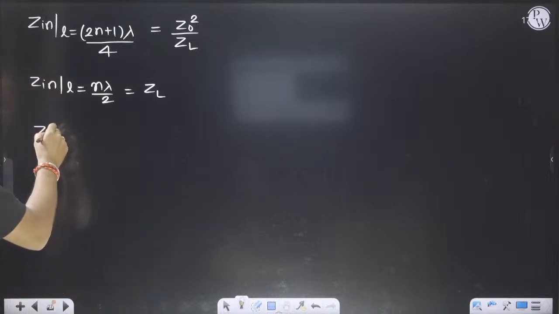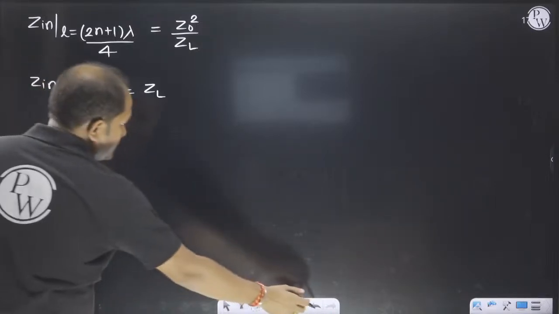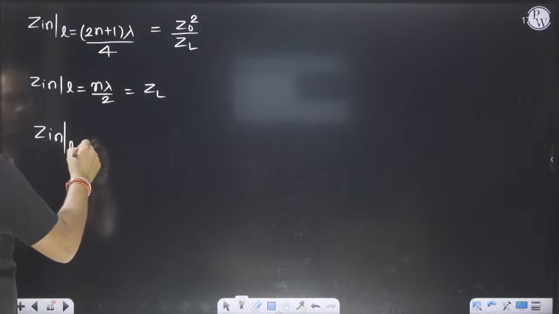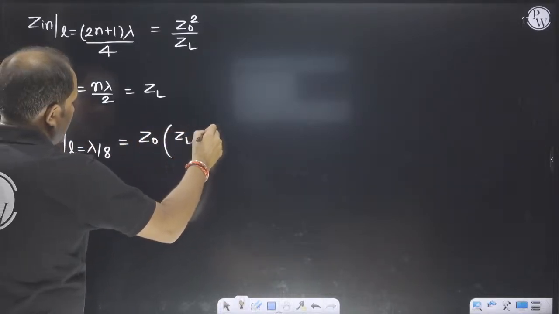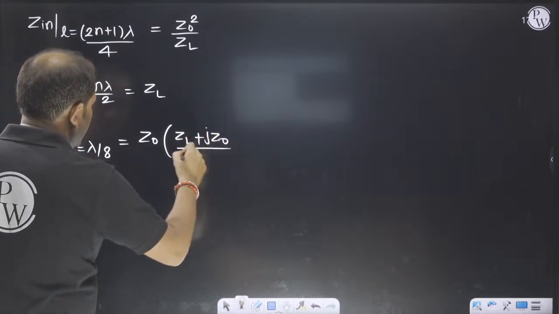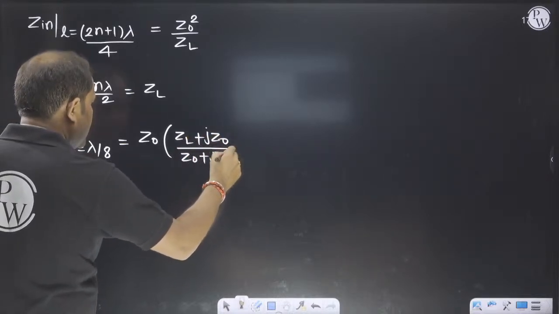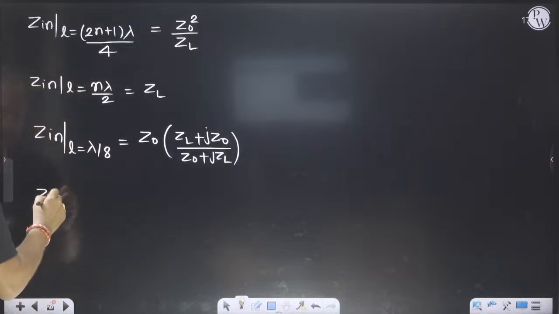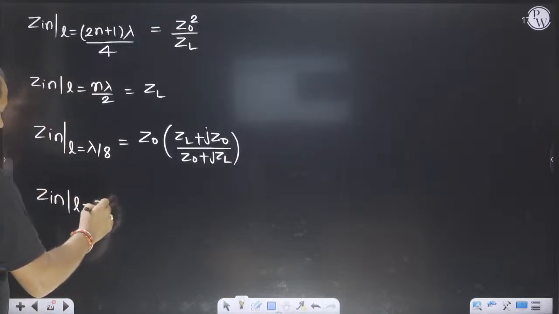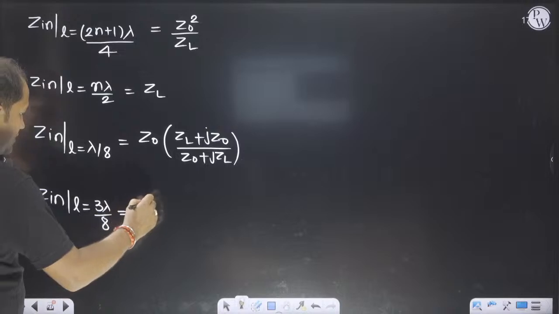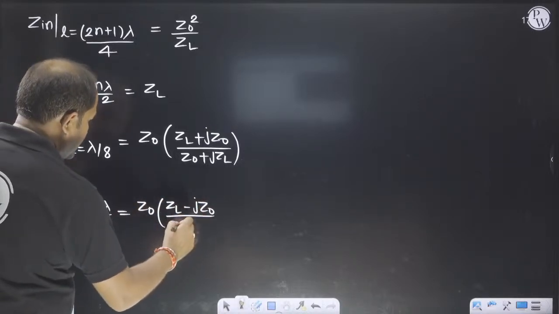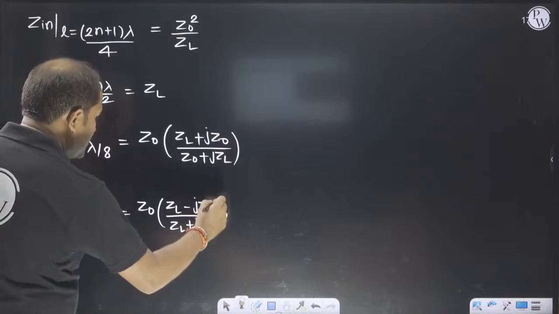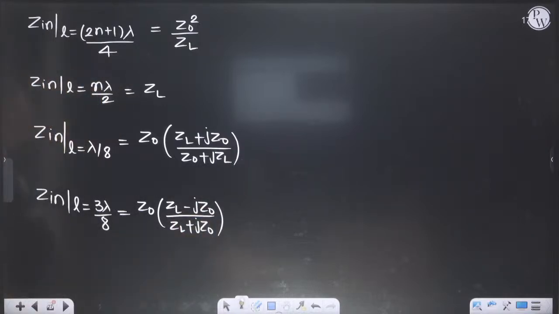And when Zin is at length lambda by 8, I have taught you in the previous class. At lambda by 8, Zin is Z naught times (ZL plus jZ naught) divided by (Z naught plus jZL). Then Zin at length 3 lambda by 8 is Z naught times (ZL minus jZ naught) divided by (ZL plus jZ naught). So all four formulas we will use in this question.